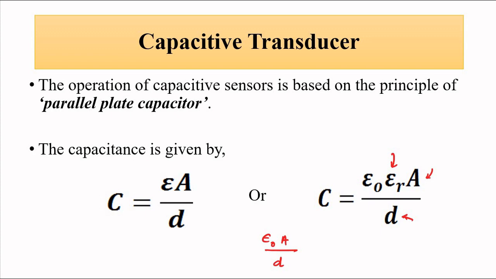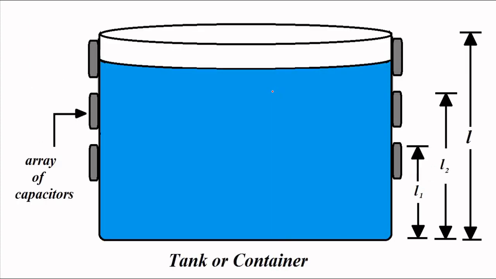Basically we have a series of capacitive sensors placed along the walls of the container in which the liquid is present. Whenever the liquid is at a certain level, the particular sensor is triggered and it gives us information about the liquid level in the container.